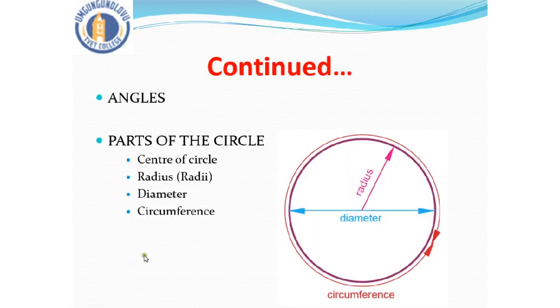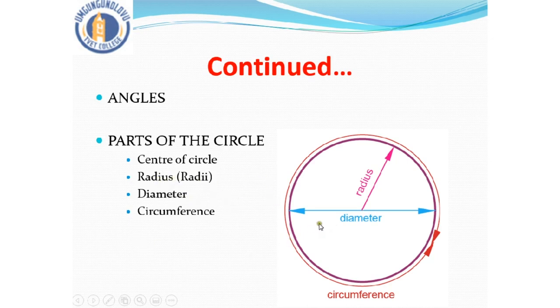The angles, that is the distance between two lines that meet at a point. Parts of the circle. There you have a circle. The circle has the following parts. The center of the circle. This is the center of the circle.